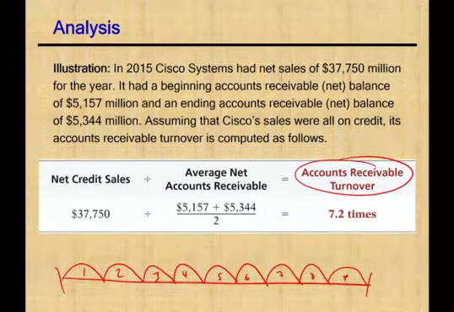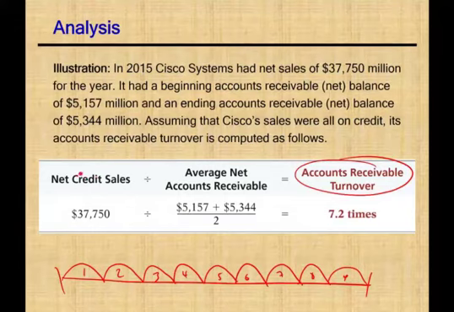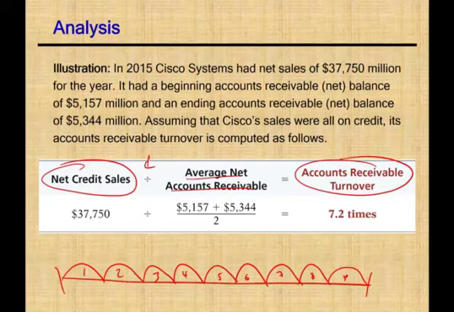How do you compute this? Well, the way we compute it is we take credit sales or net credit sales, divide them by the average accounts receivable. And the reason we use the average is because our sales are happening throughout the year. So we take the beginning of the year and the end of the year receivable, and divide them by 2 to get an accurate picture of what's happening. Okay, so let's take a look at this example.